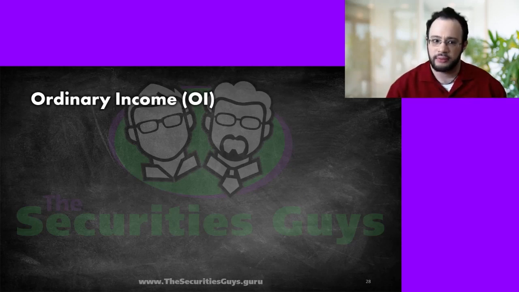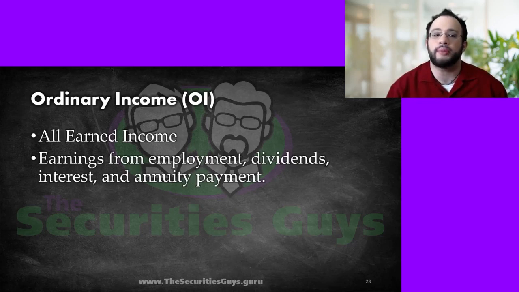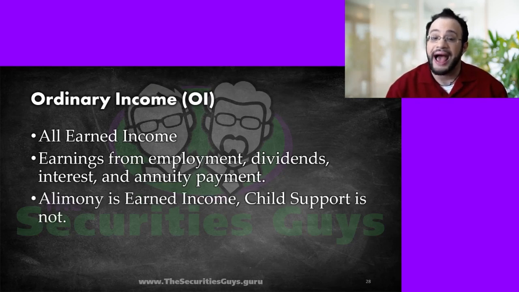Ordinary income. All earned income is ordinary income. Not all ordinary income, though, is earned income. Remember, it must be earned income to be able to contribute to an IRA. Earnings from employment are ordinary income. That's earned income. But dividends, interest, annuity payments, rental checks, if you're like a landlord or something, those are passive income. Those are not earned income. Alimony, though, is earned income.